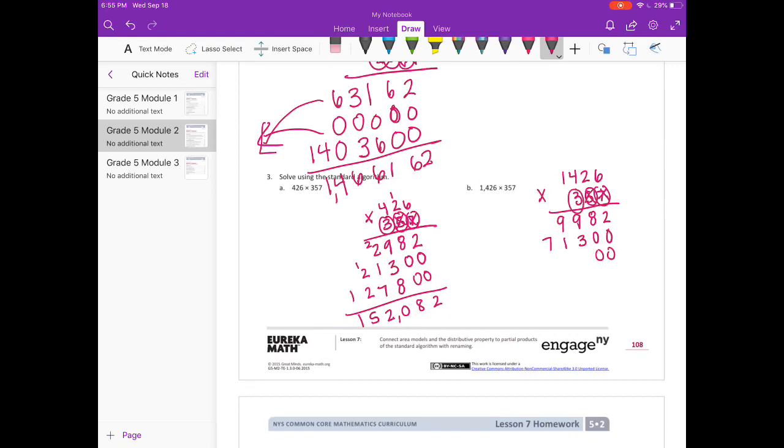So 2 zeros now. 3 times 6 is 18. 3 times 2 is 6, plus 1 is 7. 3 times 4 is 12. Carry the 1. 3 times 1 is 3, plus 1 is 4. And then we add 9 plus 3 is 12, plus 8 is 20. Carry the 2. 2 plus 9 is 11, plus 1 is 12, plus 7 is 19. Carry the 1. 1 plus 7 is 8, plus 2 is 10. So 509,082.